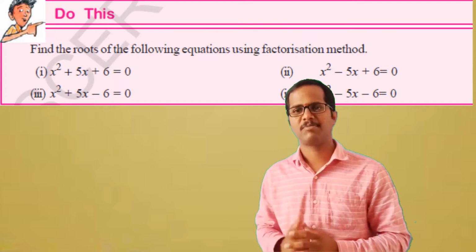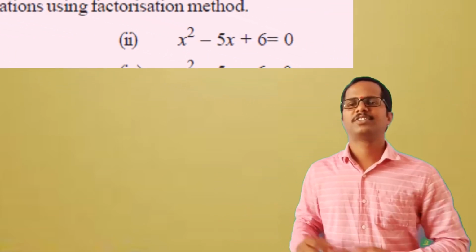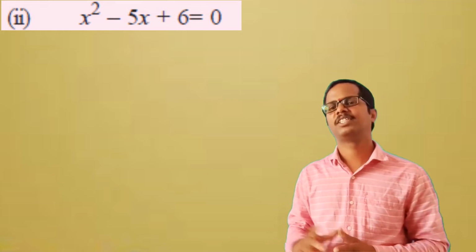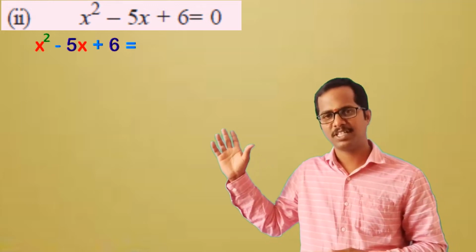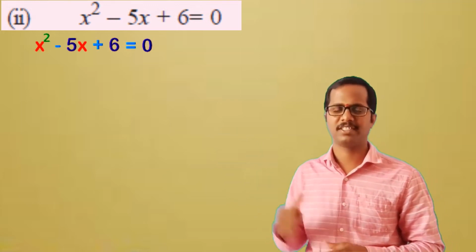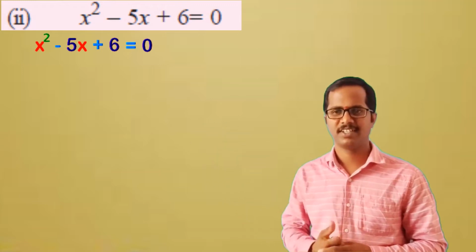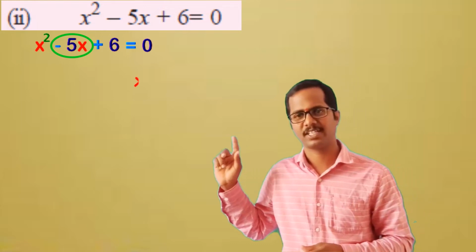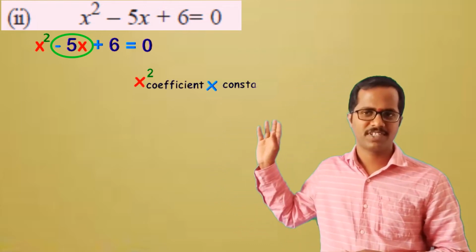Now let us see the second problem also. It is given as x square minus 5x plus 6 equals 0. So the same, but the sign of the middle term is changed to minus. So we have minus 5x. Now to split the middle term minus 5x, we need to take the pair of suitable factors for the product of the x square coefficient and the constant.